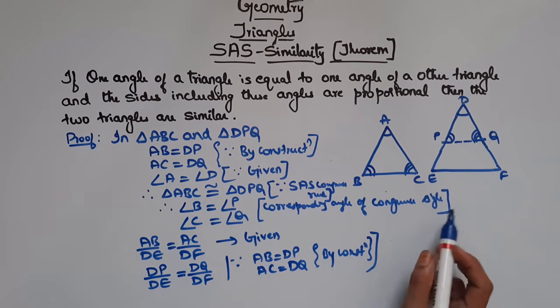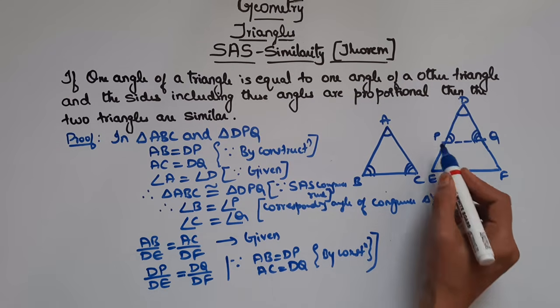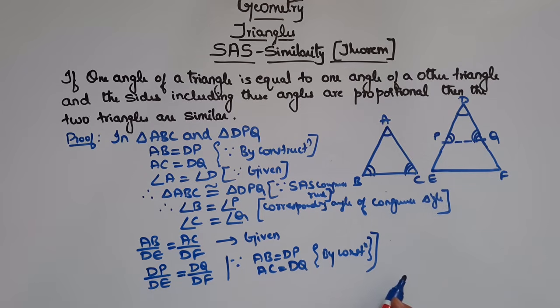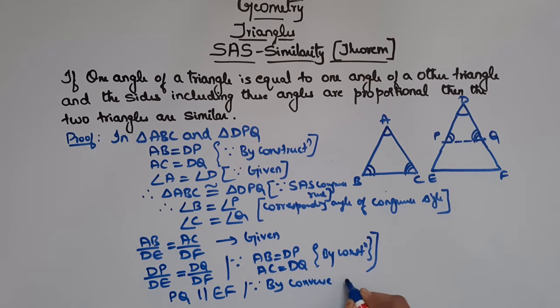So from converse of basic proportionality theorem we know the line PQ is parallel to EF. Agreed? So now we have PQ is parallel to EF, right? Since by converse of basic proportionality theorem. We will continue this, but before that pause the video and note this down.